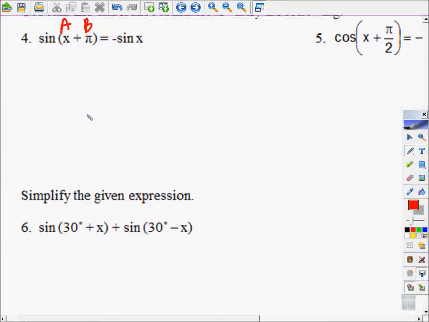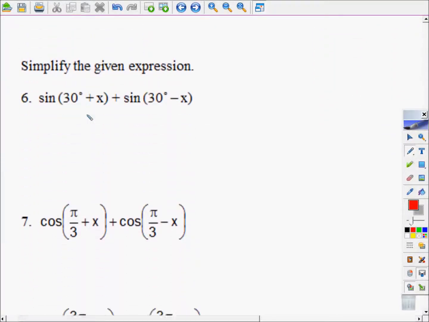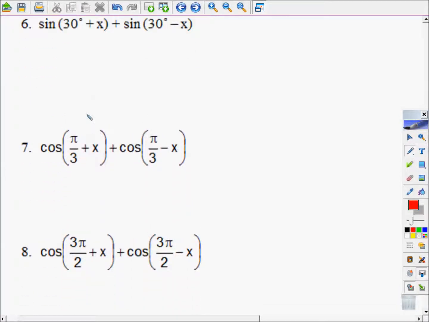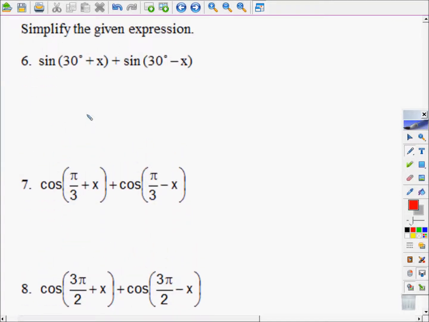All right. On 6, you're simplifying. So on 6, 7 and 8, be careful because you're doing it how many times? Twice. Each term has its own formula to follow. And at the end, you're going to recombine. So this one's going to have its own A and B, and this one's going to have its own A and B. This is 6, 7, 8.